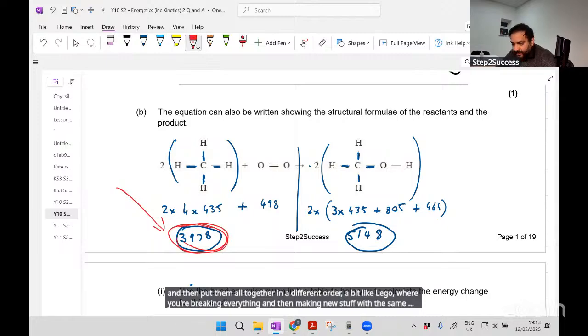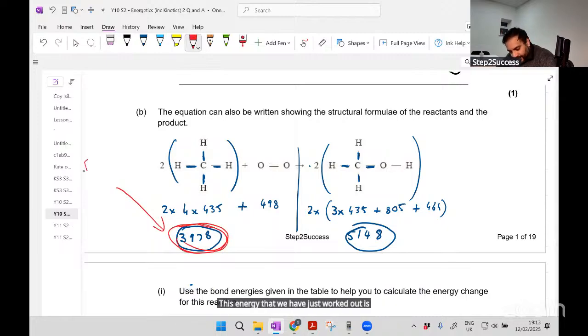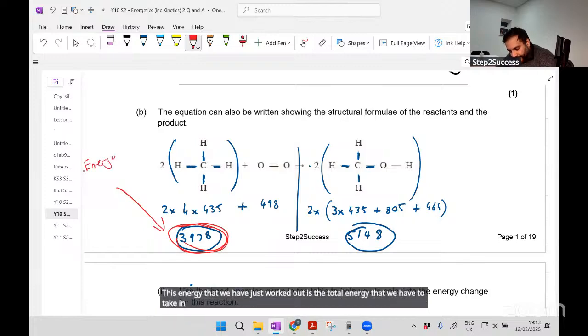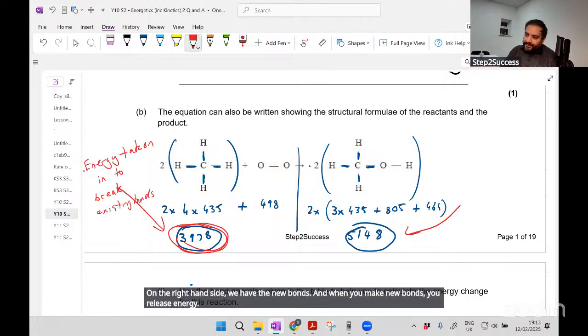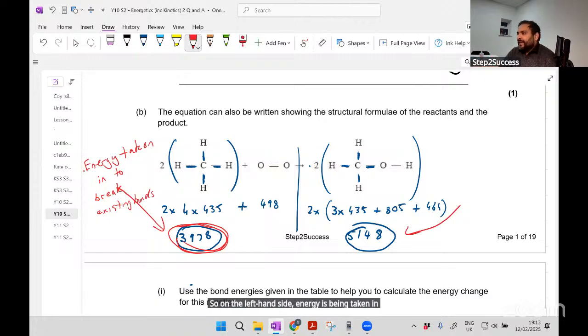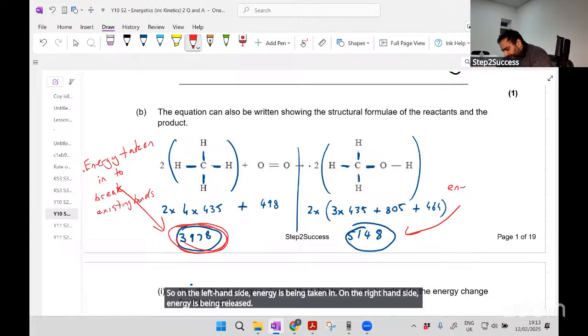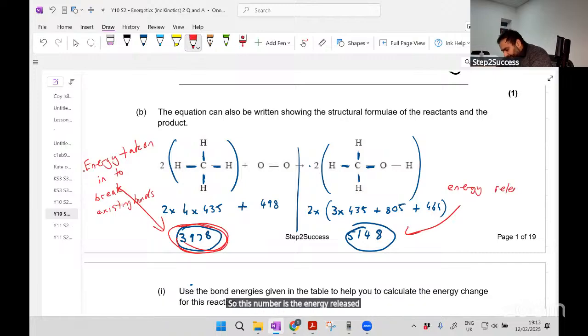This energy that we have just worked out is the total energy that the reaction has to take in to break the existing bonds. So on the left-hand side, we have the existing bonds. We're trying to break them. On the right-hand side, we have the new bonds. And when you make new bonds, you release energy. So on the left-hand side, energy is being taken in. On the right-hand side, energy is being released. So this number is the energy released to form the new bonds.